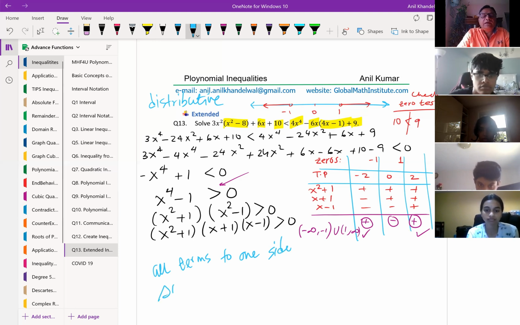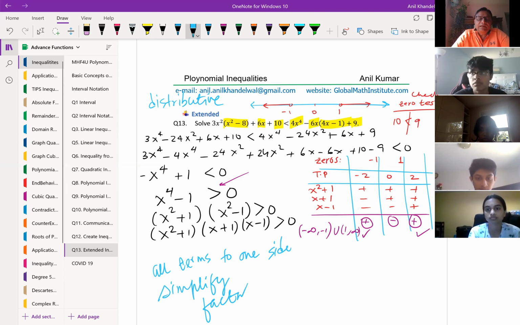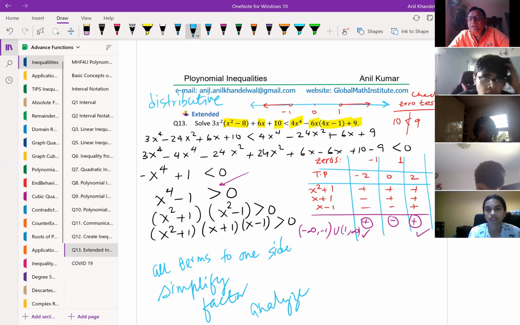And then simplify. And then factor. And then you analyze. You understand? Follow all these steps. Sir, after factoring, we can just go ahead with the interval table, right, sir? Yes. And then analyze. You could do an interval table or graph and get your solution, just as we got the solution here, right?